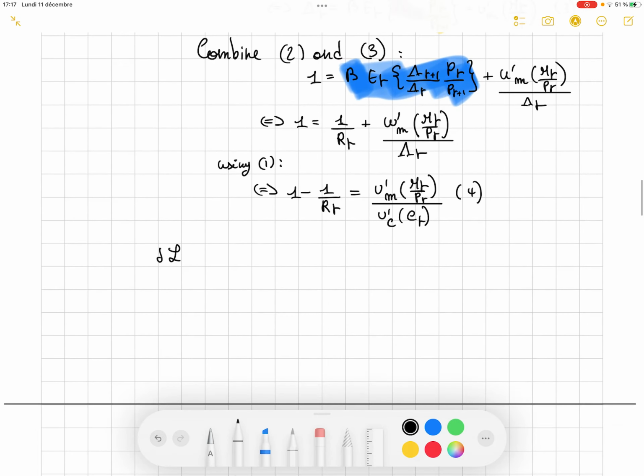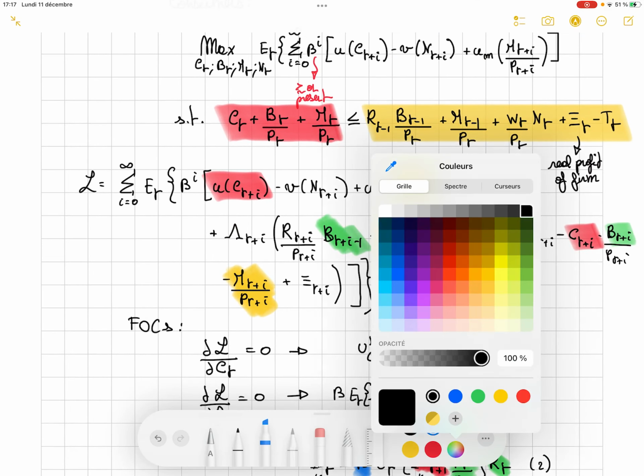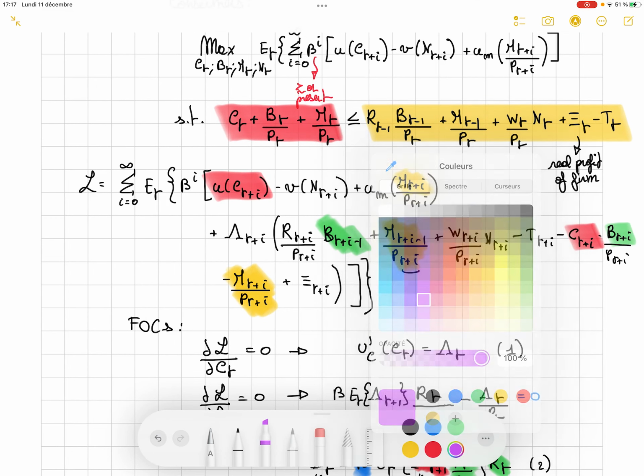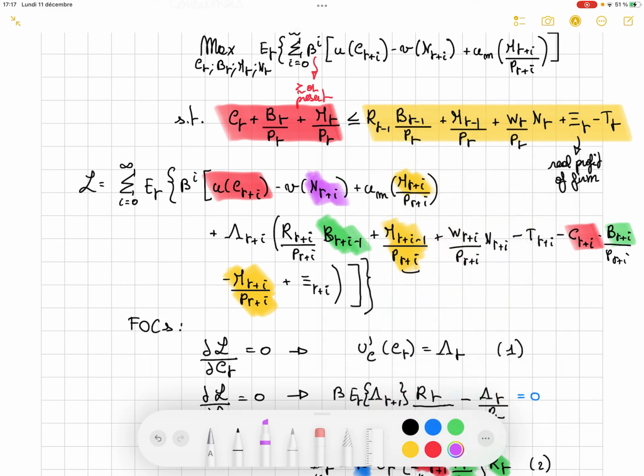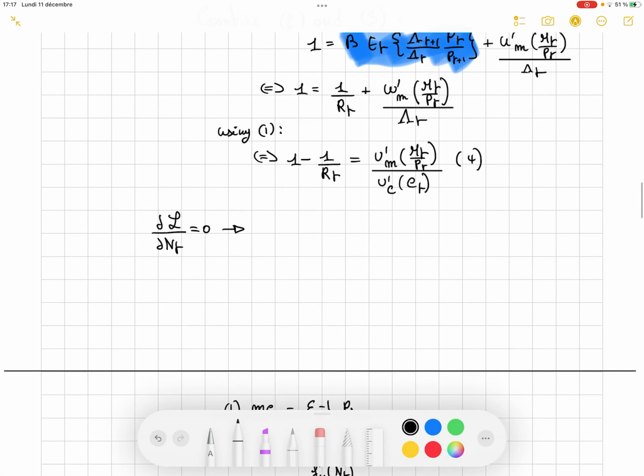There is a last first order condition that is coming from basically the amount of labor. Okay, so we can quickly derive that. So basically we have labor here and here. So that will be quite straightforward. We will have basically that minus the derivative of V with respect to labor.